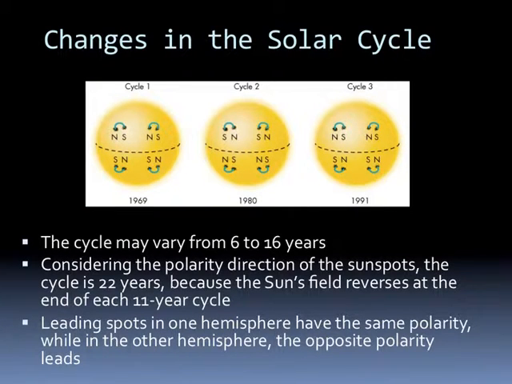And that cycle can vary anywhere from 6 to 16 years. On average, we said it's about 11 years. Now, if we also look at the polarity of the sunspots, the cycle is really 22 years, because with each 11-year cycle, the polarity of sunspots, whether the north pole or the south pole of the field leads or lags, changes. So leading spots in one hemisphere have the same polarity, while in the other hemisphere they have opposite polarity.